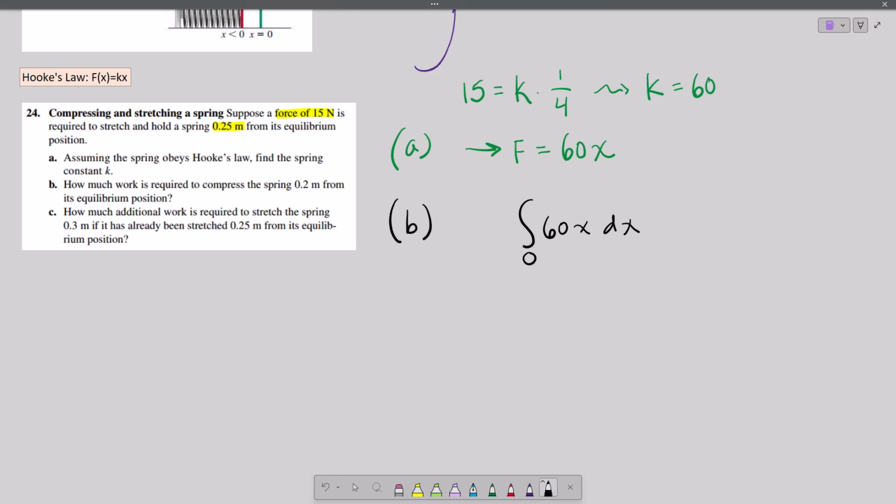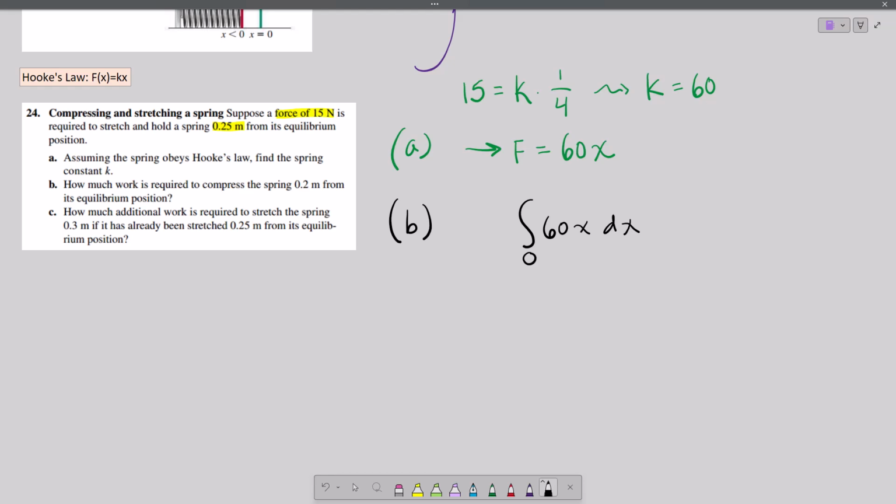And we're going to start at equilibrium. So it says from equilibrium, we want to compress it 0.2 meters. So should the upper limit of integration be positive or negative? Negative. Do we think it matters if you compress it 0.2 or stretch it 0.2?